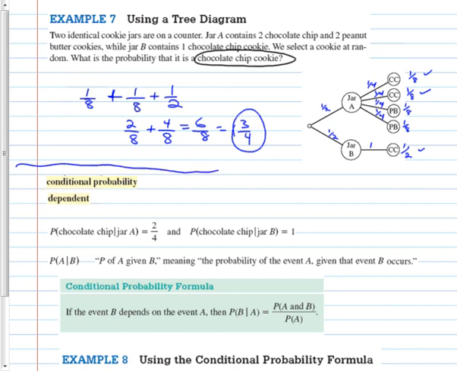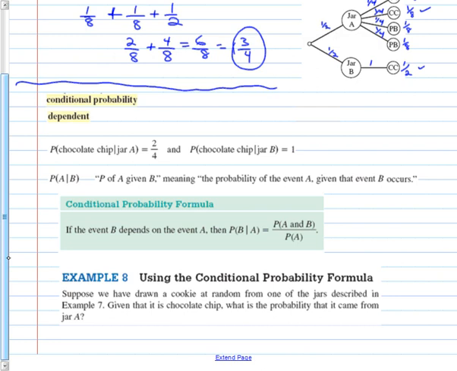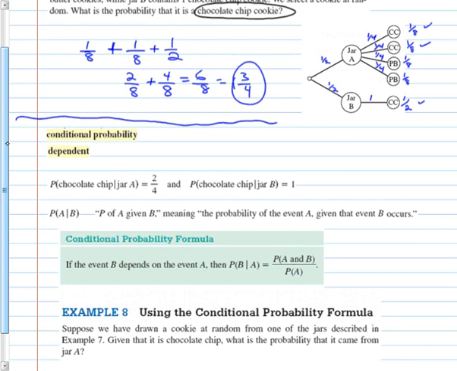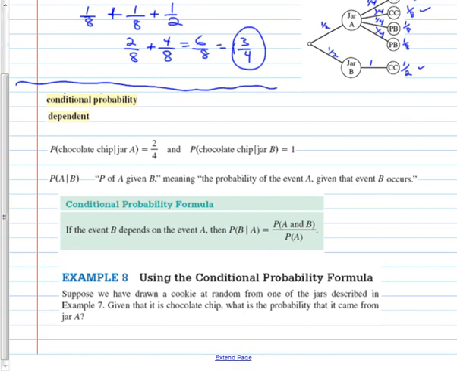Conditional probability. Conditional is when it's dependent upon you doing something else first. The only way I can draw a peanut butter cookie is if I first select jar A, because I can't get any peanut butter cookies from jar B. So conditional probabilities are built upon being dependent of something else happening first. And how we write it, let me read it right here.